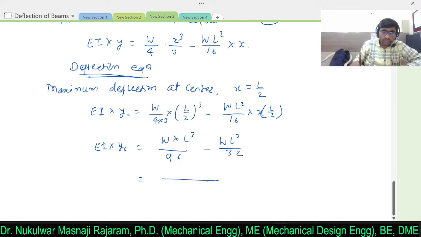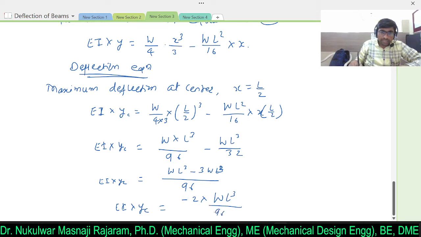WL square cube divided by 16 into 32. So here what I will do, I will take common 96, then WL cube minus 3 WL square, sorry again, it is cube not square, cube. So this will remain same into YC. So EI into YC equal to 1 minus 3, it will be equal to minus 2 into WL cube divided by 96. If you just cut, then here I will get 48.